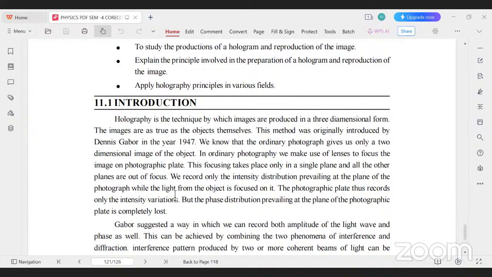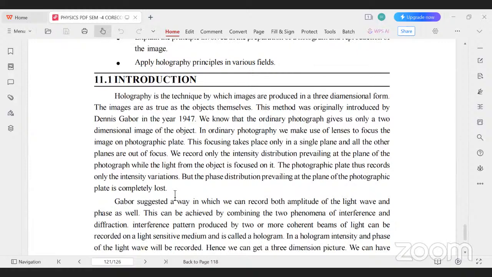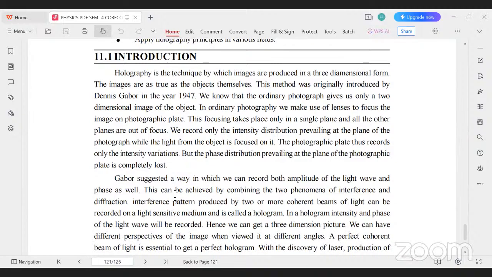So here, Gabor suggested a way in which we can record both the amplitude of the light wave and the phase as well. This can be achieved by combining the two phenomena of interference and diffraction. As I told you about the explanations of interference and diffraction, we have discussed very clearly how diffraction takes place, how it can be calculated, and how interference takes place. Interference pattern is produced by two or more coherent beams. We know what a coherent beam is also.